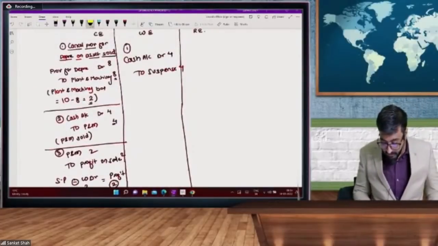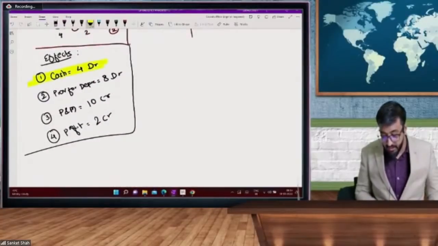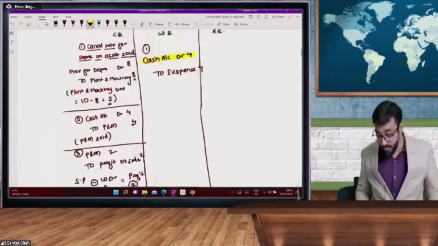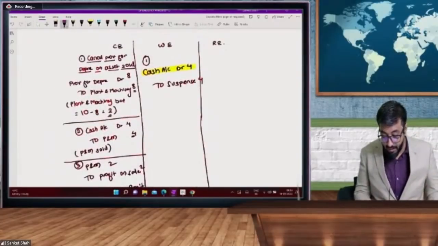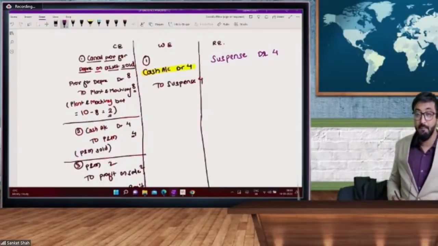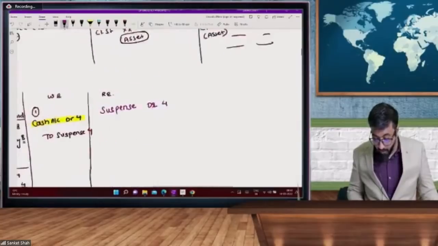Now what is the same thing? Cash, we passed it correctly. Now what is the wrong we have done? Suspense we credited by 4. So what is the rectification entry? Suspense account debit. Suspense debit by 4. Then you want provision for depreciation.